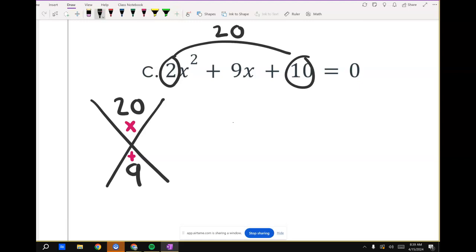So I know a 5 can go on this side. A 4 can go on this side. Let me use the right color. 5 and 4. And again, it doesn't matter. 4 could go on the other side, and so could 5. As long as it's 5 and 4.